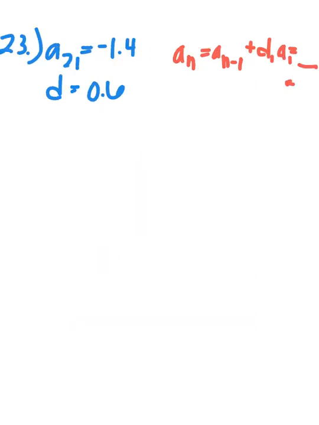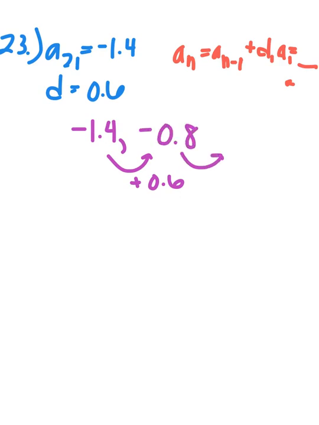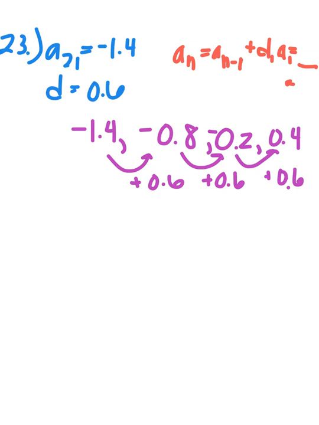So this next one is asking me to find the recursive formula and then the three terms in the sequence after the last one that's given. So the three terms after the last one's given, we can start with that because the last one that was given was negative 1.4 and my common difference is 0.6. So to find my next term, I add 0.6. So that would be negative 0.8. Then add 0.6 again. That would be negative 0.2. And add 0.6 again to get positive 0.4. So those would be the next three terms.